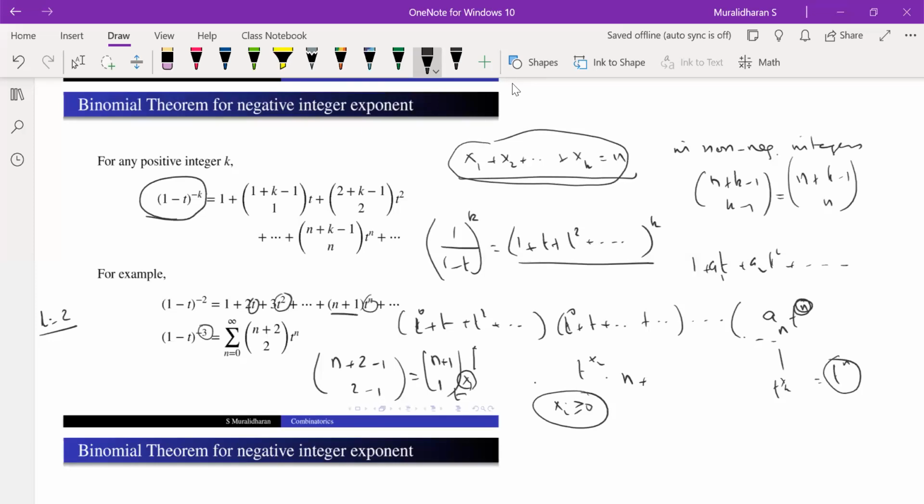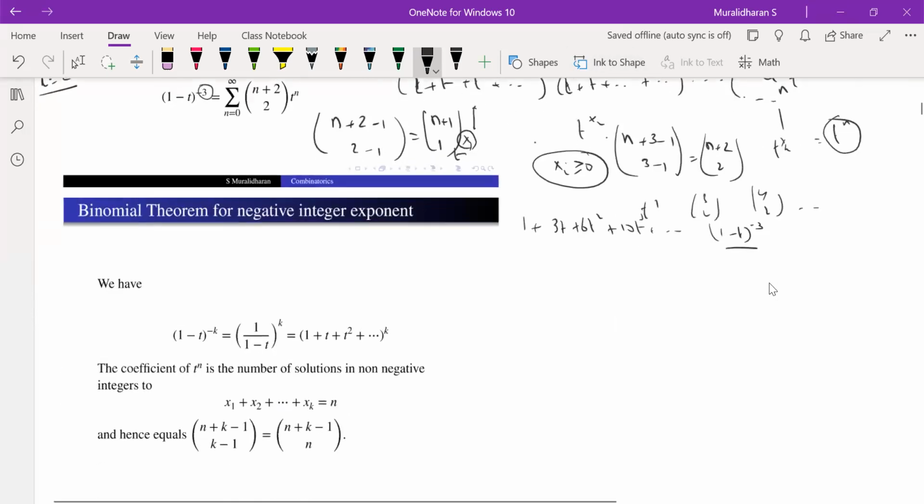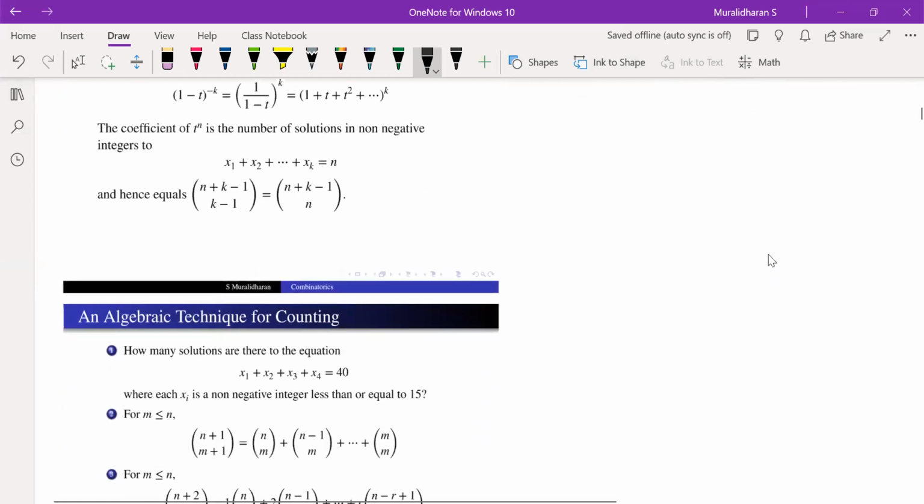Similarly, if I have 3, what will I get? It is n plus 3 minus 1 c 3 minus 1, which is same as n plus 2 c 2. So coefficient of t power 1 is 3c2, and then coefficient of t square will be 4c2 and so on. So it will become 1 plus 3t plus 6t square plus 5c2 is 10t cubed and so on. So that will be the expansion of (1 minus t) power minus 3. Okay, so this way we can expand several of them. That's what we discussed.